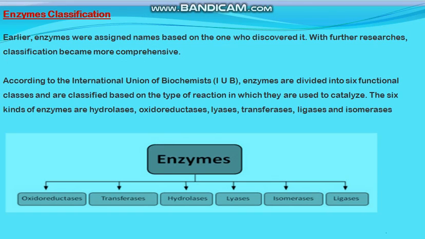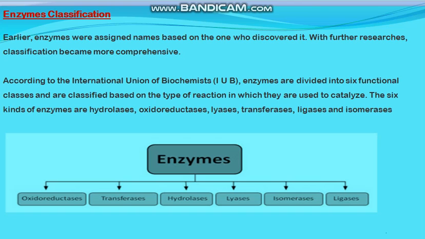Enzymes in the olden times were assigned names based on the one who discovered them. It means earlier enzymes were assigned names based on the name of the discoverer. And now with further research, classification became more comprehensive. According to the International Union of Biochemists, that is IUB, enzymes are divided into 6 functional classes. The classes are based on the type of reaction that they catalyze. And those 6 kinds of enzymes are oxidoreductases, transferases, hydrolases, lyases, isomerases, and ligases. So these are the 6 classes of enzymes.